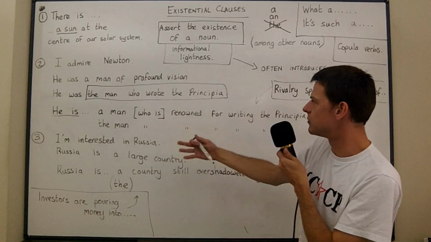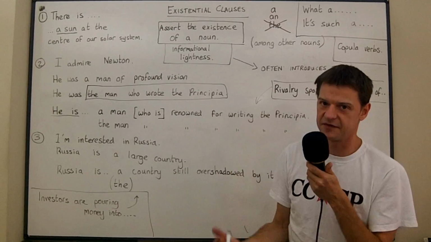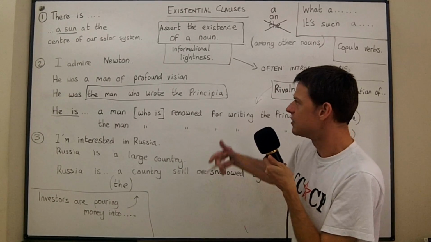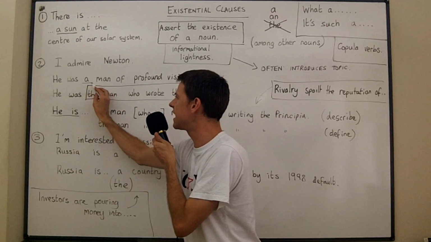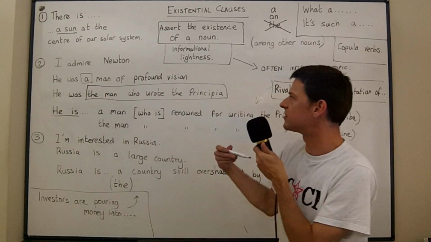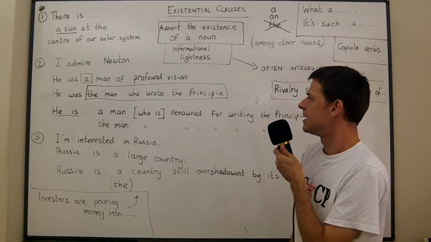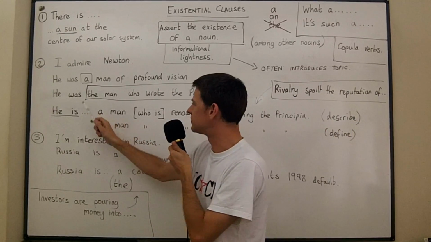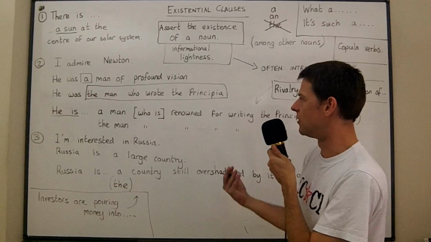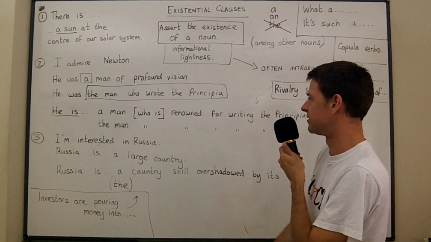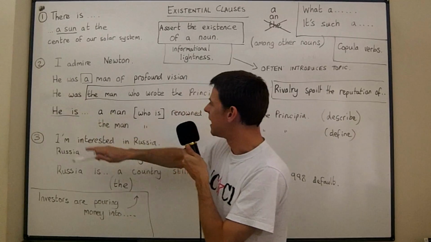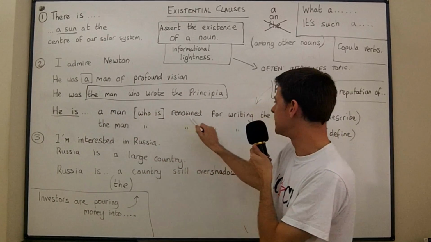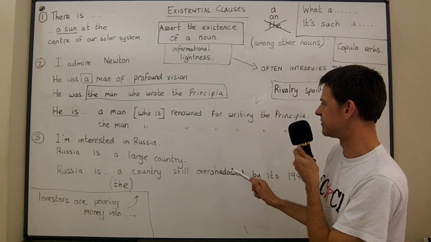Here, I don't think this is an existential clause. He was the man who wrote the Principia, I would call a definition, not a description. All the other sentences sound descriptive to me, and as soon as I hear the a, it sounds like just a description of Newton. As soon as I hear the, it sounds like a definition of Newton, of who this person was. Now, let's change the verb form here to is, and we'll just talk about a man who is renowned for writing the Principia.